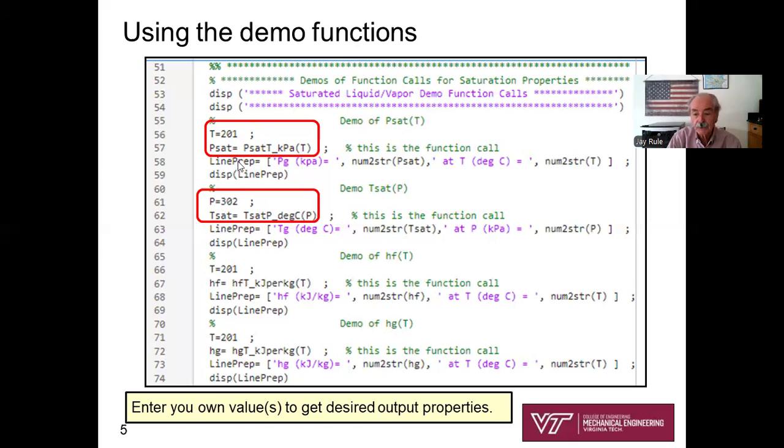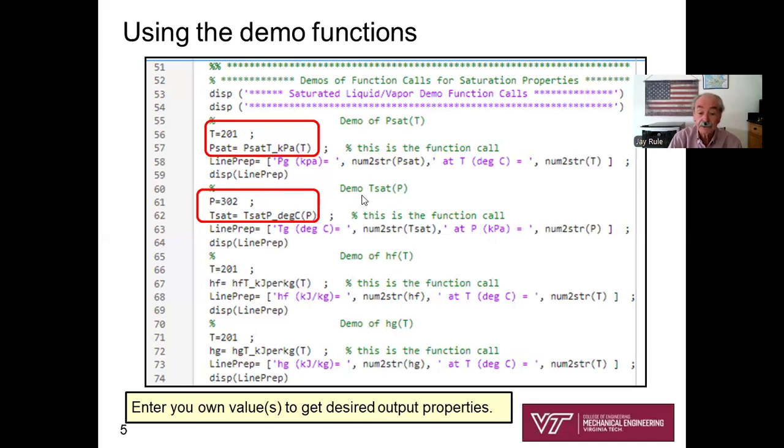And so in my demo, you can see I'm just preparing a text string to nicely put the result of 201 temperature and whatever the saturation pressure is out in the, I'm having a mental lapse on that output block, the command window. So the output block goes to the command window.